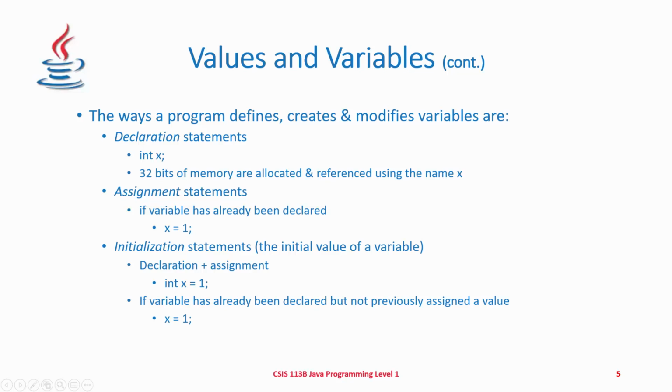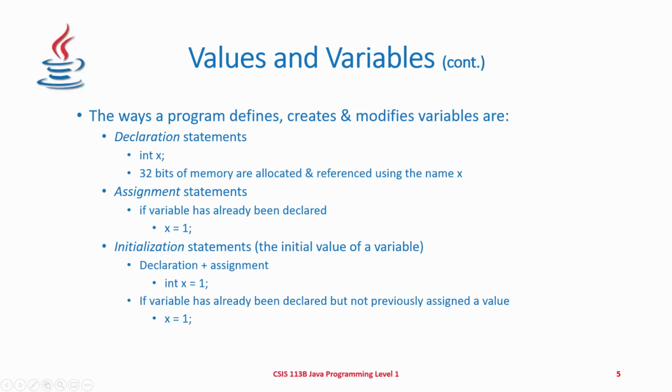So at that point in time, 32 bits of memory are allocated on the stack for the variable X. So anytime that we refer to X within our program, the computer will be able to go and find that location in the stack memory and grab the literal value to use in our program.